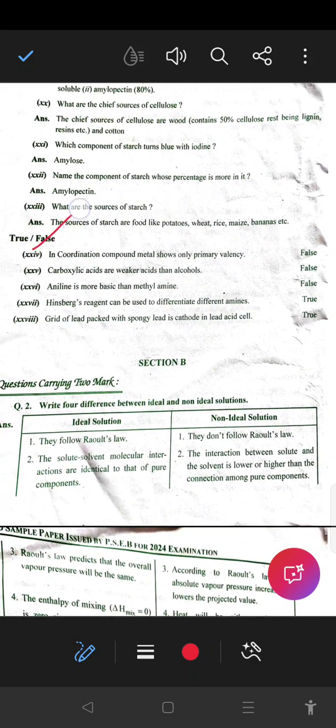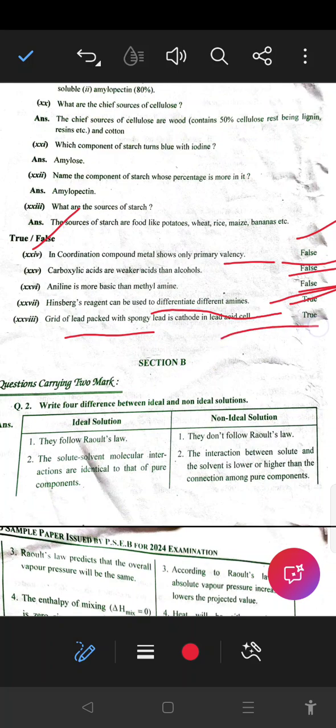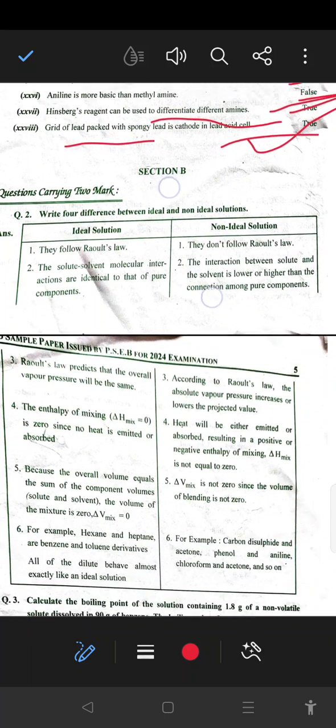Next are the true/false type questions. First: in coordination compounds the metal shows only primary valences. This is a false statement. Carboxylic acids are weaker acids than alcohols: also false. Aniline is more basic than methylamine: this is also false. Hinsberg reagent can be used to differentiate between amines: this is a true statement. The grid of lead packed with spongy lead is the cathode in a lead acid cell: this is also a true statement.